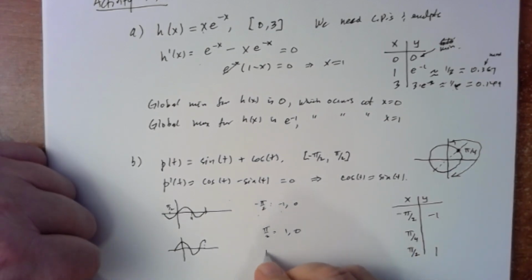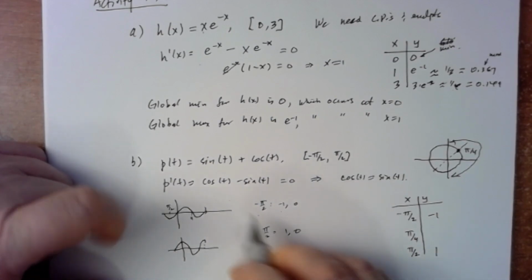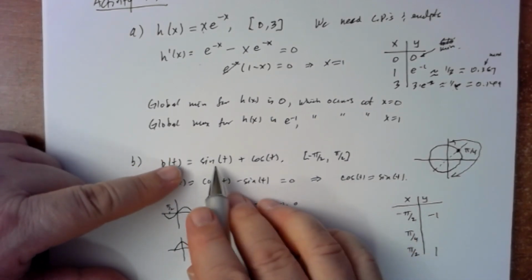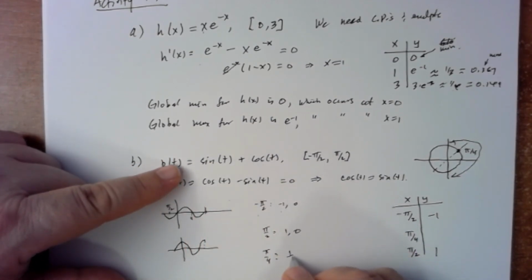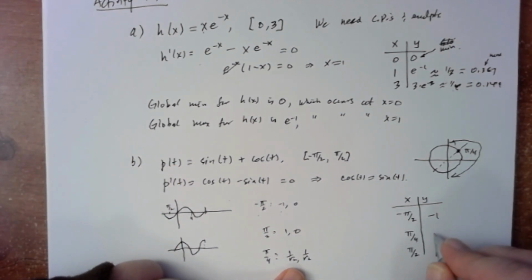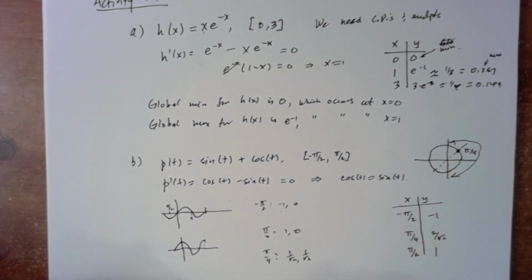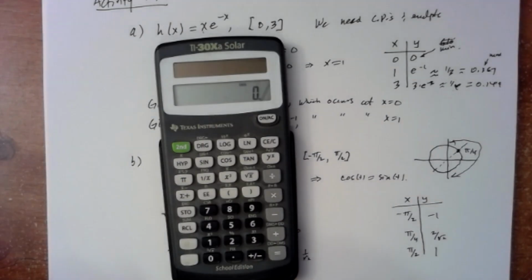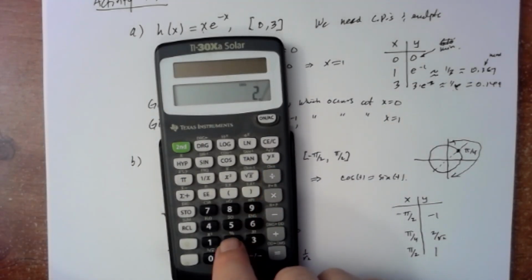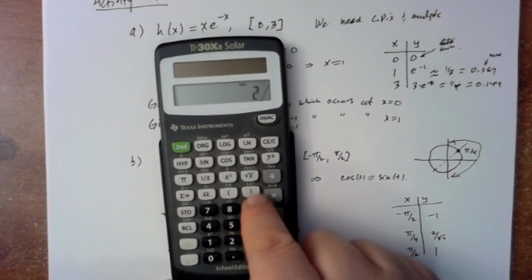And then what happens at pi over 4? In that case, sine and cosine are equal. So that's 1 over the square root of 2 plus 1 over the square root of 2. So that's 2 over the square root of 2. Good. How big is that? Let's see. 2 divided by 2 square root.